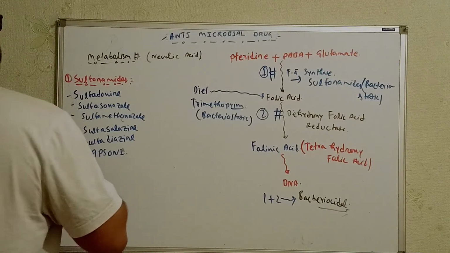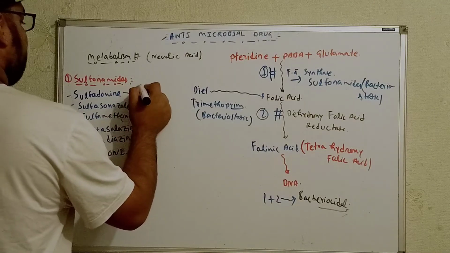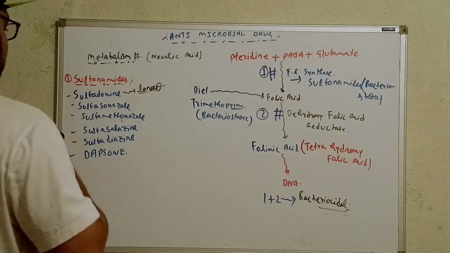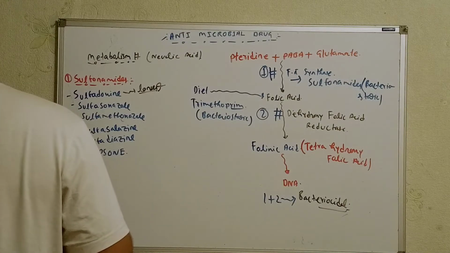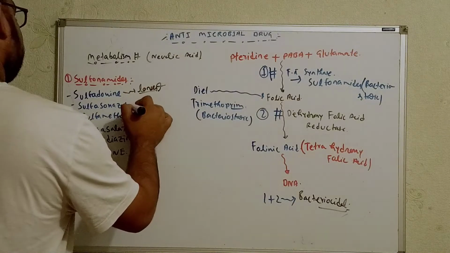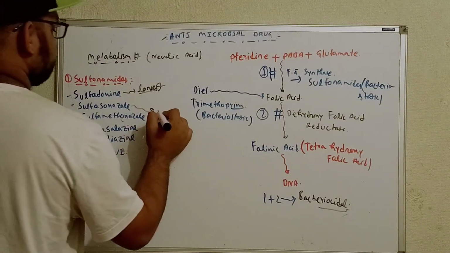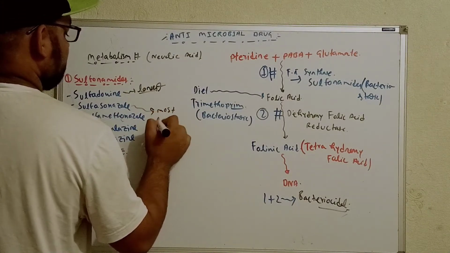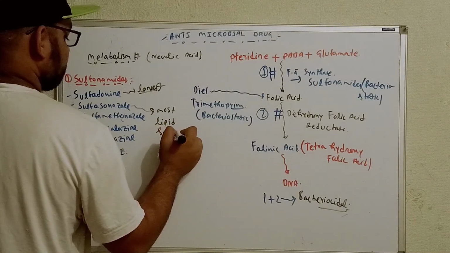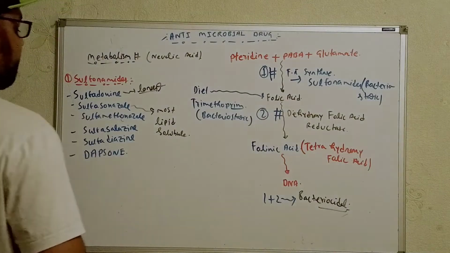The first one, sulfadoxine, is the longest acting. So this is the longest, okay, for longest acting. Then in terms of what? Sulfisoxazole, yes. Sulfisoxazole is the most lipid soluble. The most lipid soluble over here, okay.